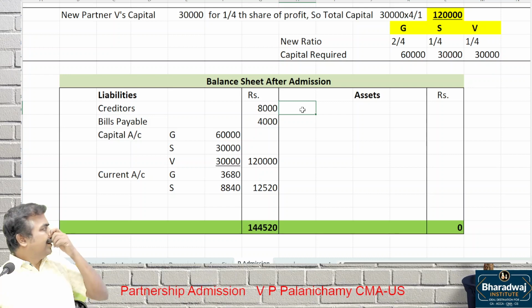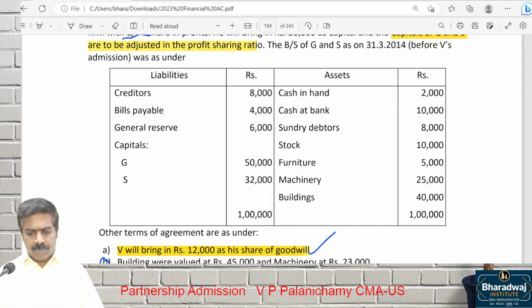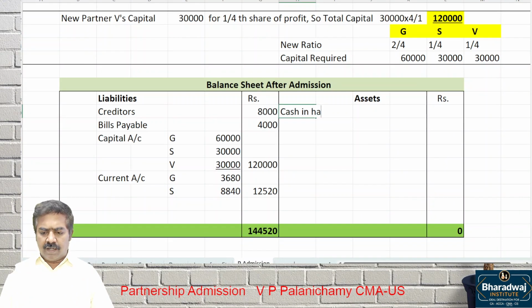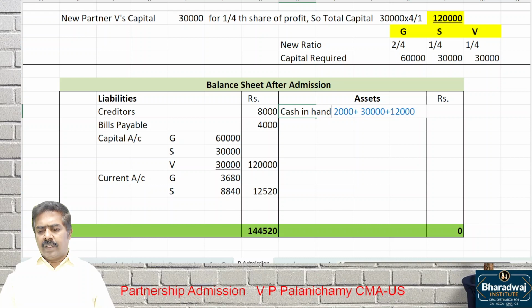Then, what will come in the asset side? Cash in hand, 2,000 plus capital 30,000 plus goodwill, 12,000. Cash balance plus capital brought in plus goodwill brought in, total will come.